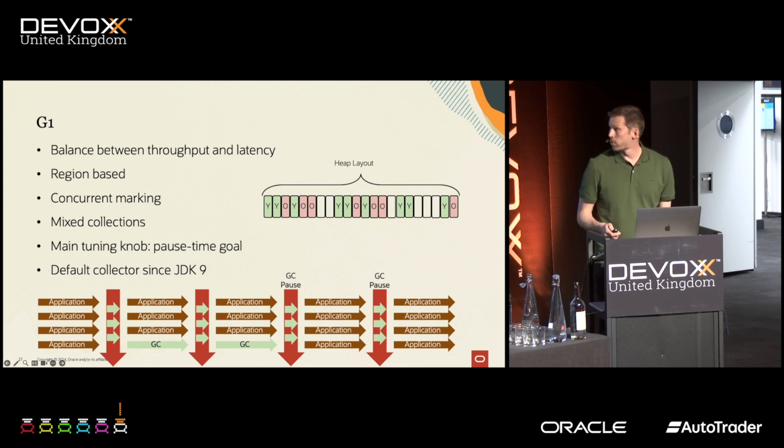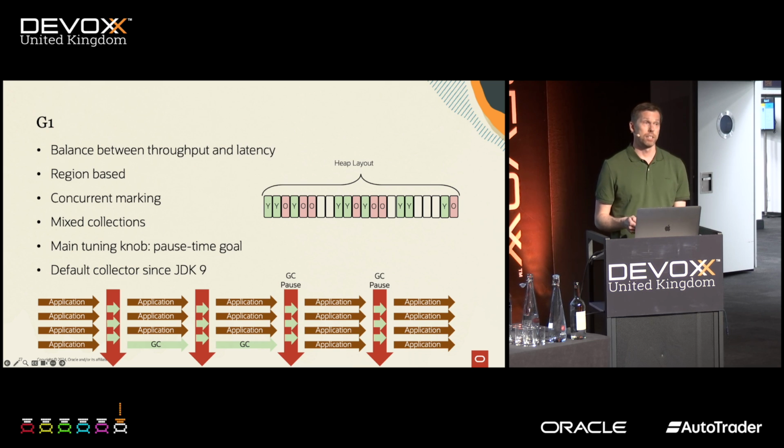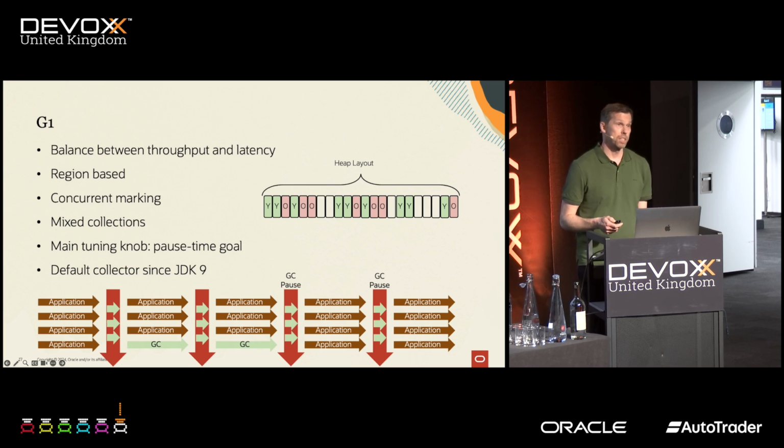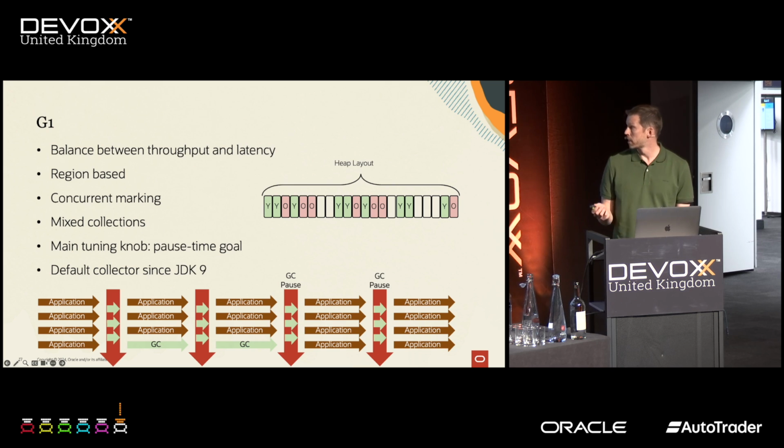We made G1 the default collector in JDK 9. So anything running on a newer JDK and not specifying your GC will likely be using G1.